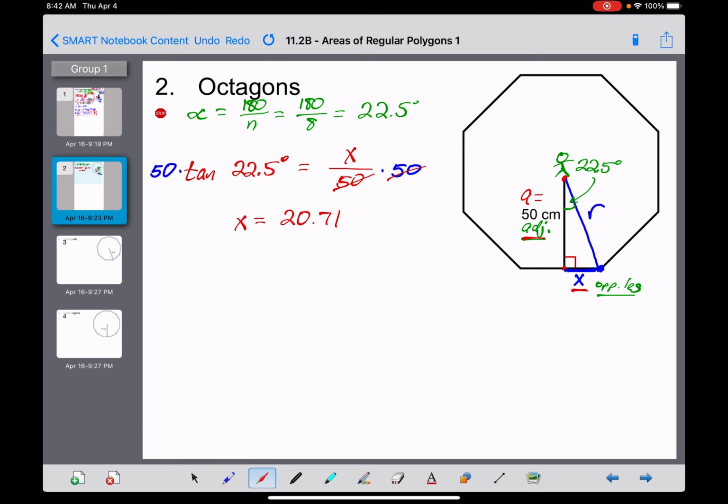We have found x. The next thing we need to do is figure out s, and s is the length of an entire side in this regular octagon. So how are we going to do that? We're going to take x and simply double it. So s is always going to be 2x, which in this case is 2 times 20.71. But again, remember that 20.71 isn't exact, it's rounded.